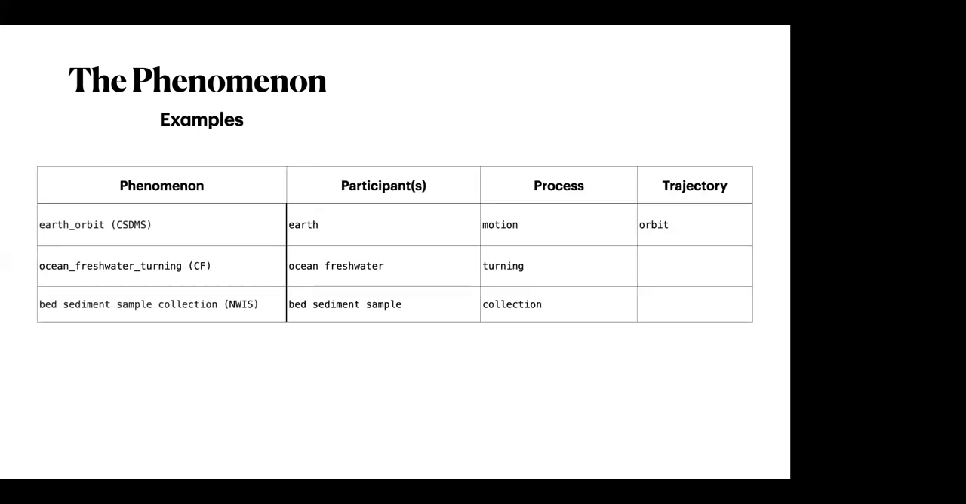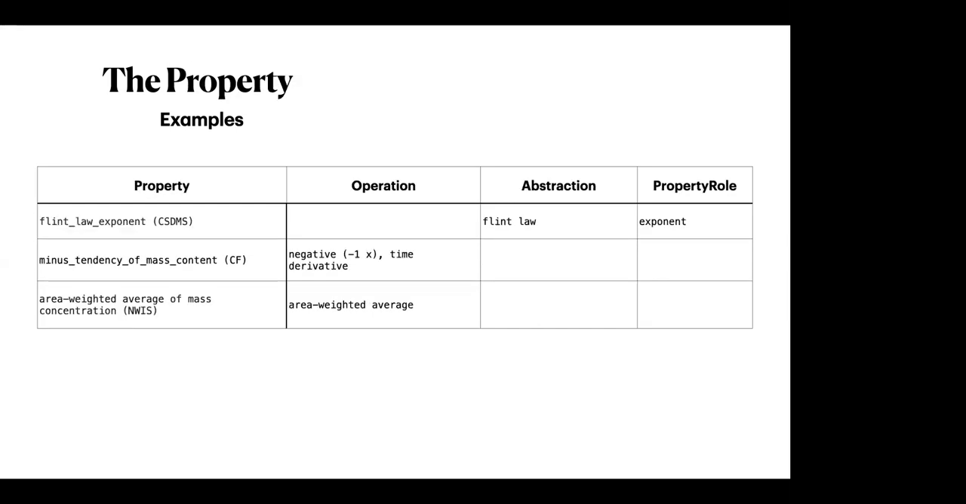Furthermore, the ones that I showed on the previous slide were what we call bodies or objects or static phenomena. On this page, I'm showing dynamic phenomena. So these are phenomena that, for example, involve the motion of the earth, or turning of fresh water, or collection of a bed sediment sample. But again, these can also be decomposed into participants and the corresponding processes.